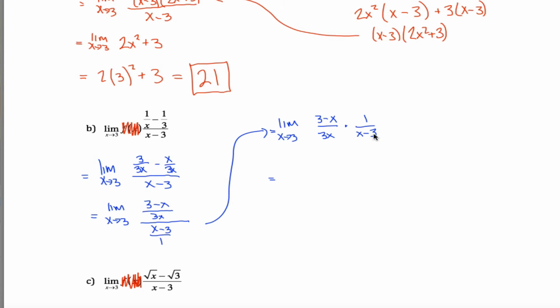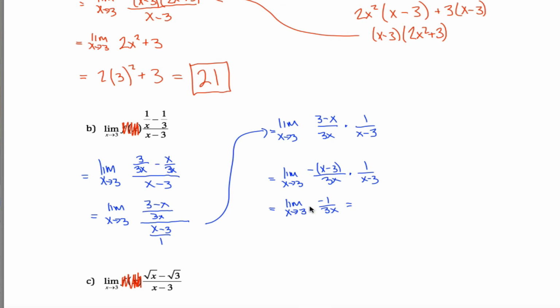You can almost cancel out. I got an x minus 3 and a 3 minus x. This is what I'm trying to get rid of. You can cancel it out if you're a little bit clever. And note that 3 minus x is just the negative of x minus 3. So if I cancel out this x minus 3 and this x minus 3, I get the limit as x approaches 3 of negative 1 divided by 3x.